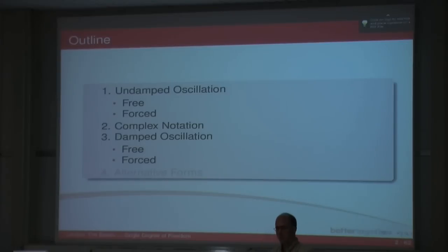Then I'm going to talk about damped oscillation. The reason I've done complex and then damped is because I use the complex notation when I'm talking about the theory of damped oscillation. Free and forced. And then I'm going to talk about some alternative forms, different ways that we can write the same things that we're going to discuss in this chapter.